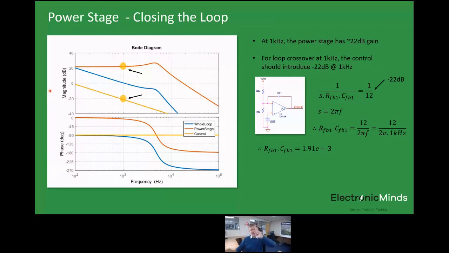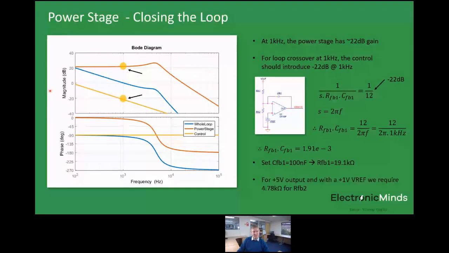So you could come up with any combination of resistors and capacitors to do that. I tend to choose the capacitor first, because it's much easier to use a standard capacitor value, and then you've got more granularity in your resistor values. So let's choose 100 nanofarads, for example, for our capacitor CFB1. Using this equation, that gives us the RFB1 value of just over 19K.